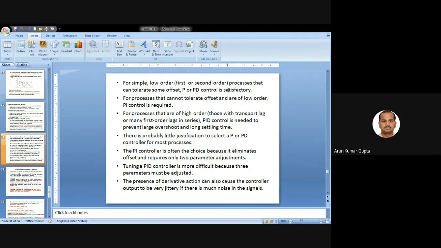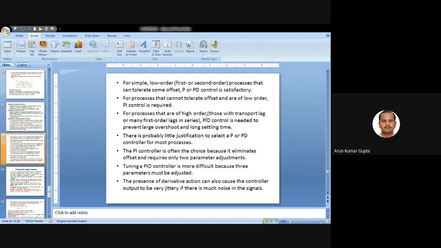For a simple low order process that can tolerate some offset, P and PD controllers are satisfactory. For a process that cannot tolerate offset, or is of low order, a PI controller is required. So if we can tolerate the offset, we can go for P and PD for low order, because the controller also has some cost. P, PD, PI have the lower cost. Low order means only a rough experiment, so we do not put in more money. That's why P, PD, PI can be useful.